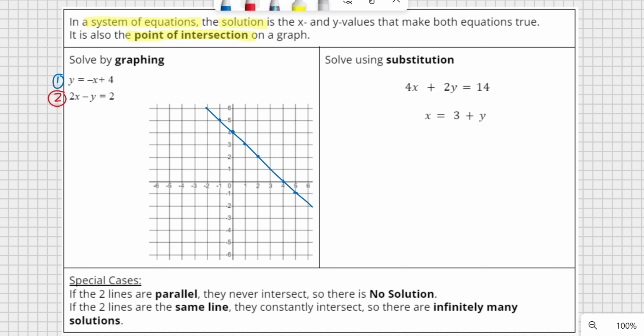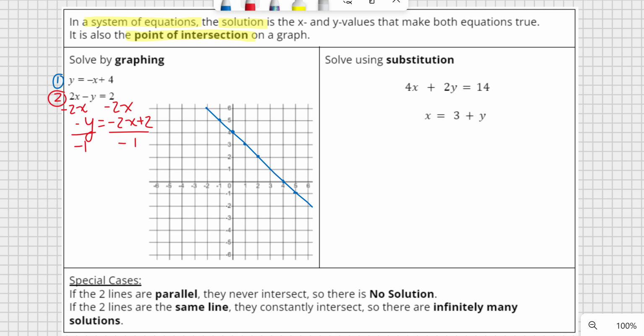form. So I'm going to get y all by itself. Right now, y is negative and there's a positive 2x. So I'm going to undo this positive 2x by subtracting 2x from both sides. So then I would have negative y is equal to negative 2x plus 2. Then to undo this negative, I'm going to divide by negative 1.